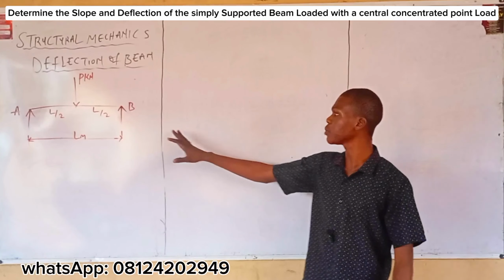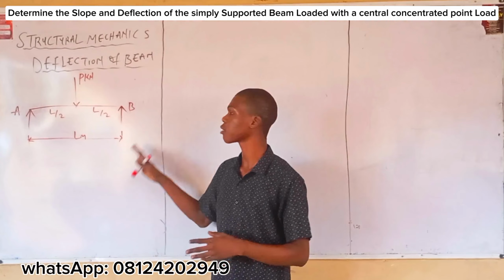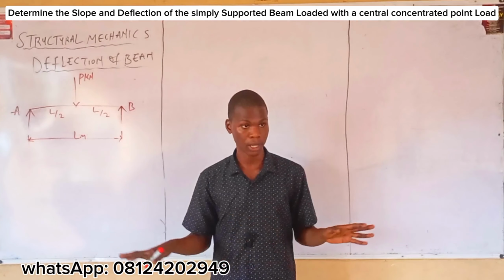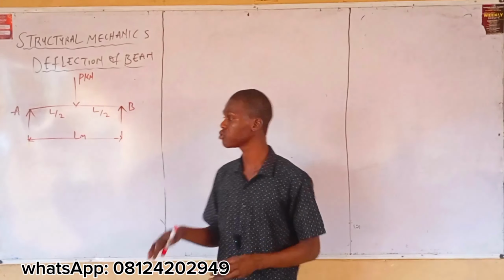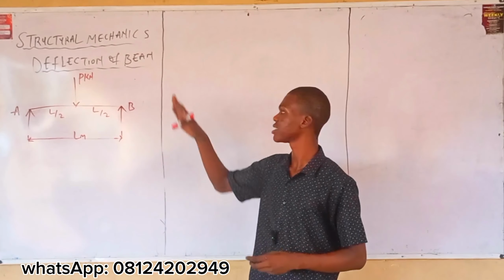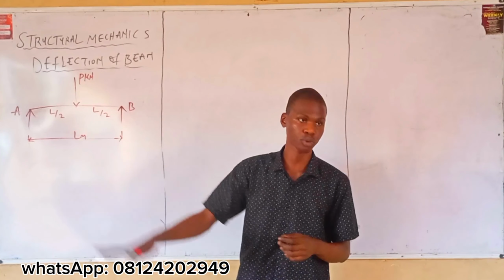The question says to determine the slope and deflection of this beam. The first step is to calculate the support reaction as usual. Calculate the support reaction. Then step 2, you are going to section the beam at a distance x from the left hand support.